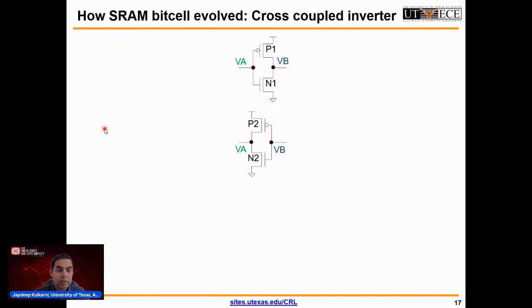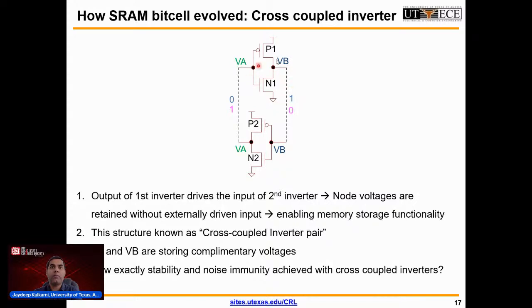And that's where the cross-coupled inverter structure comes into the picture. Let's say we have two inverters, one with VA as the input and VB as the output, and the second inverter with VB as the input and VA as the output. Now, if I connect these two dotted lines to form a cross-coupled inverter pair, the output of the first inverter drives the input of the second inverter, and the node voltages are retained without an externally driven input. Thus we are enabling a memory storage functionality using just combinational logic gates, which by themselves don't have that memory storage capacity. This structure is classically known as the cross-coupled inverter pair. And as you can notice, VA and VB are storing complementary voltages.